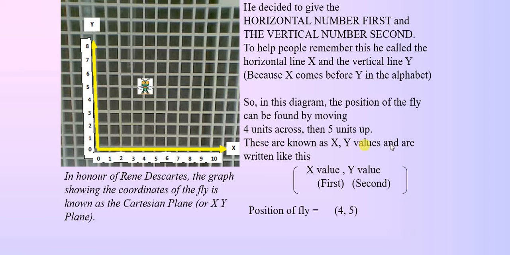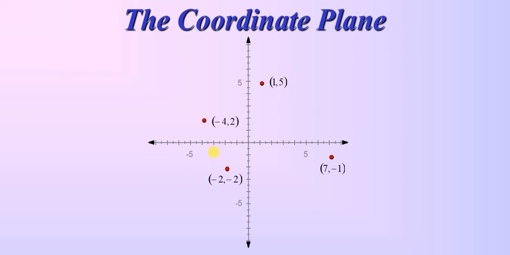These are known as XY values and are written like this, with open and close parentheses, the X value and the Y value, similar to this one. In honor of René Descartes, the graph showing the coordinates of the fly is known as the Cartesian plane or the XY plane. So from René Descartes, we got the Cartesian plane. We can also say that this actual plane is what we call the coordinate plane.